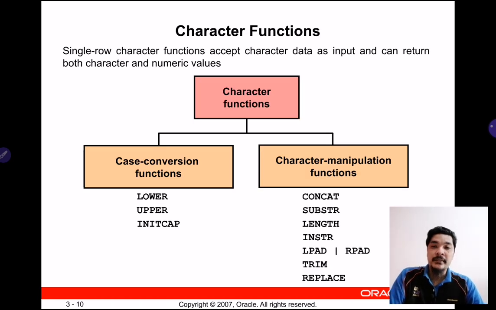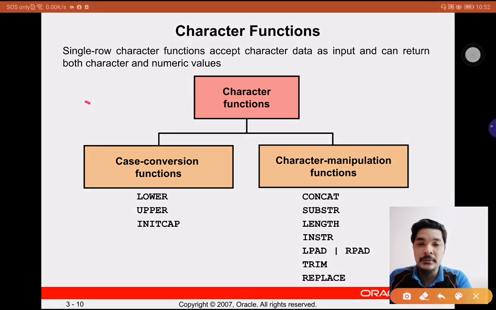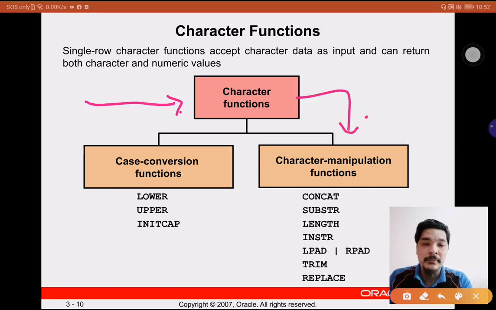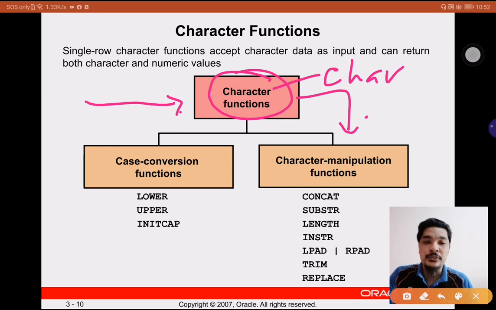For the character function, a single row character function accepts character data as input and can return both character and numeric values. If you still remember, this is our input, and the next one, we have another output. So for the character function, there are two things that we can use.